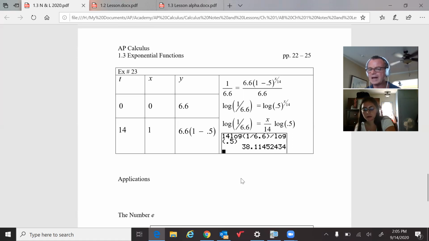Okay. See, x is in terms of the number of half-lives. So here we are: 0 half-lives, 1 half-life. T is in the length of time: 0 time going by, 14 days going by. Okay. And then for B, we can just leave it as log 1 over 6.6 equals t over 14 log 0.5. That's fine.